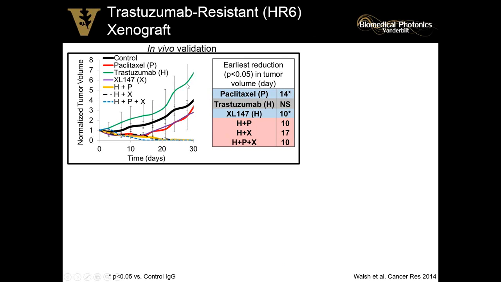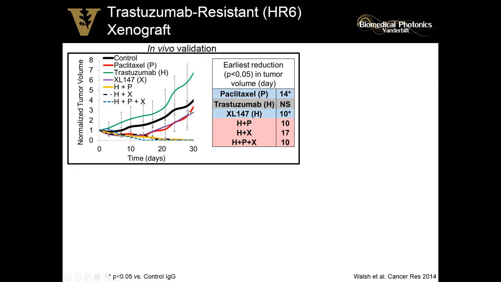So I think the more interesting comparison is that in trastuzumab-resistant tumors. So these show a much more varied response to treatment. So the trastuzumab-treated tumors are very similar to that of control tumors in terms of their tumor growth. And then we have these 2 other treatments, paclitaxel and XL147. These tumors initially shrank and then grew.